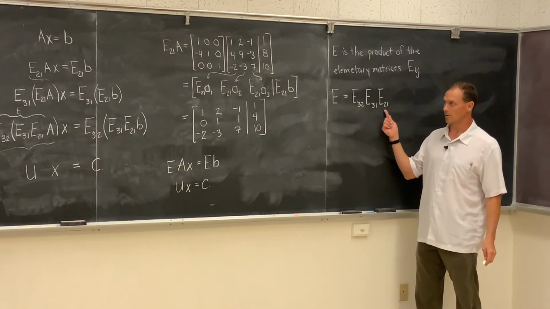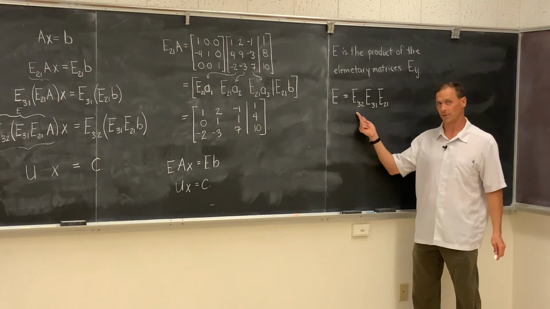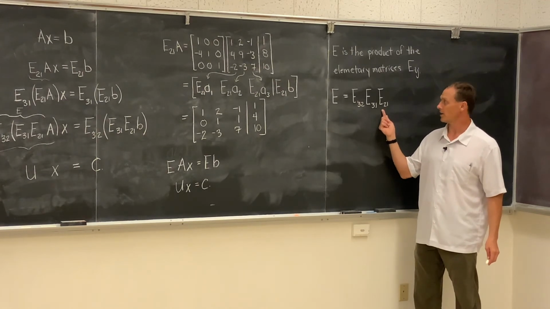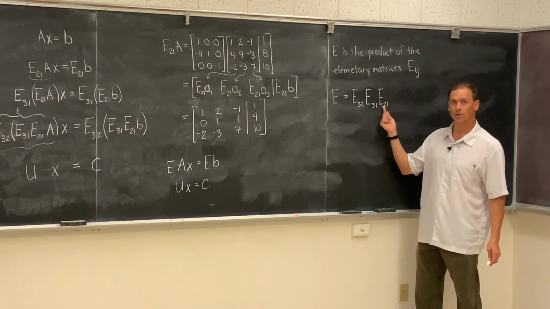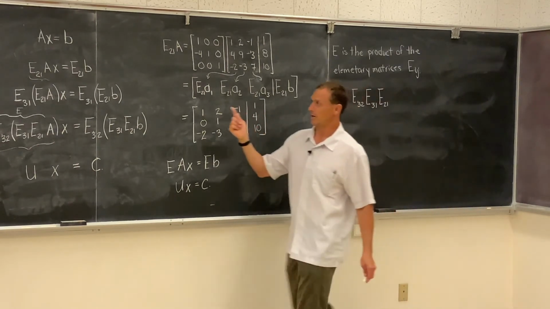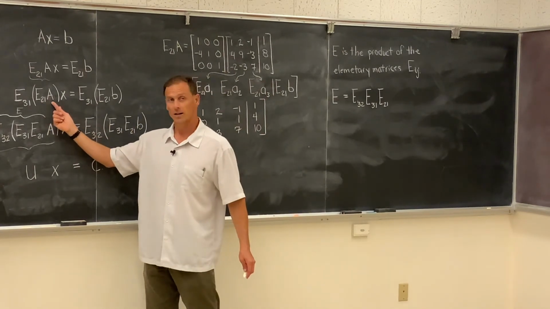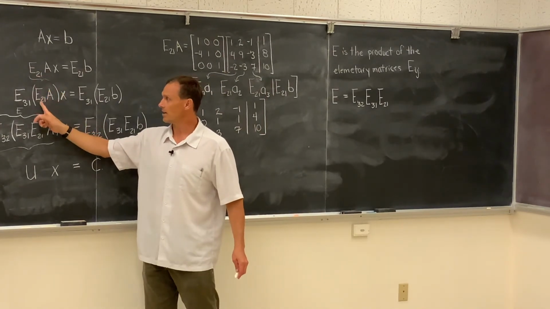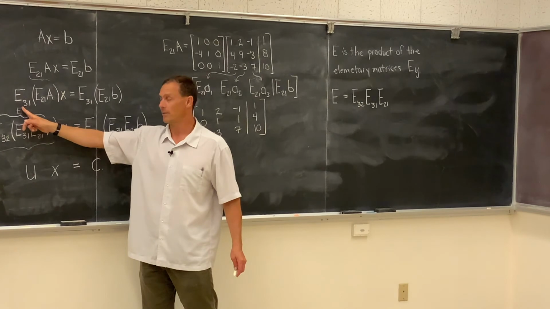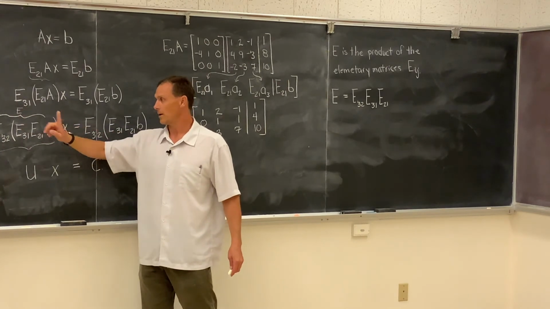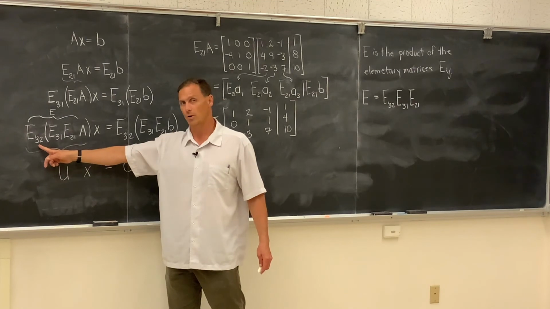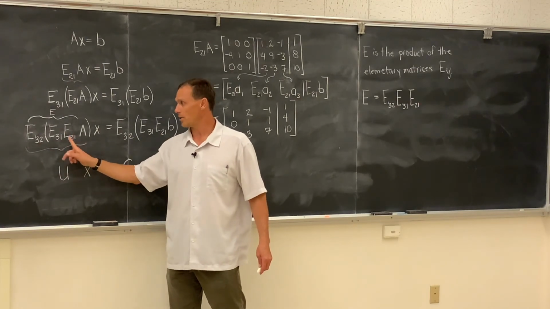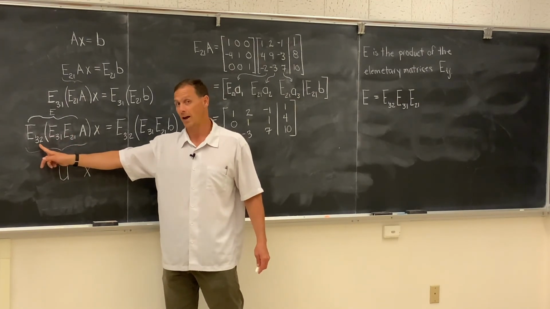Notice that when I wrote these, the order matters. The first thing I did was this row operation. So that's the first. That has to be the first one on the right because it multiplies right here with A. Then the next thing I did is I multiplied by E31. That was the second row operation. And then the next thing I did was E32. That was my third row operation. So the order of the E's matters.